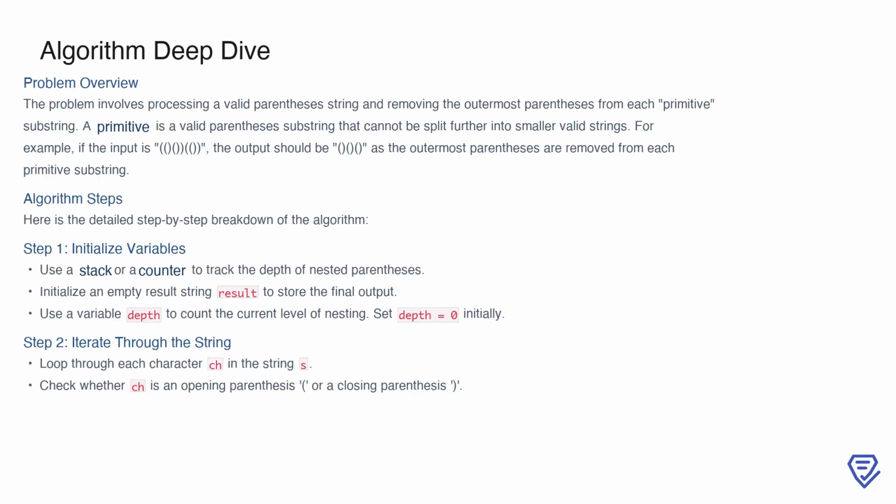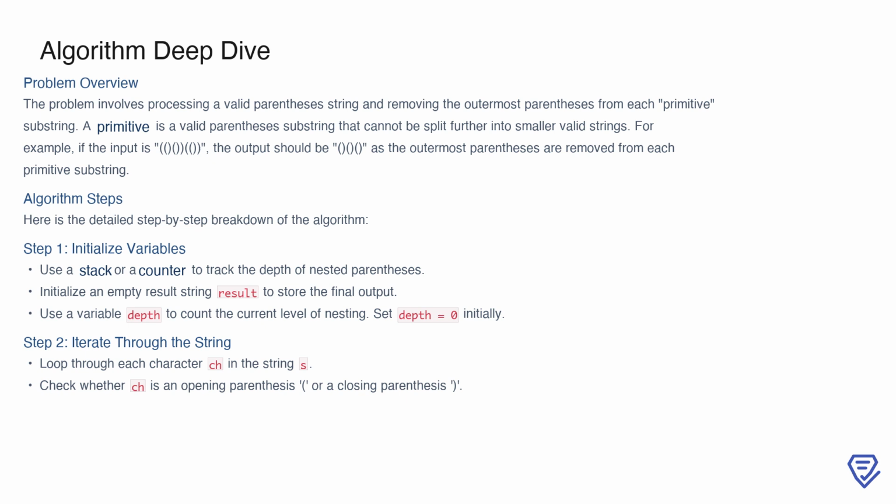To solve this problem, we need to process a valid parentheses string and remove the outermost parentheses from every primitive substring. A primitive is a valid substring that cannot be broken down further into smaller valid parts. For instance, in the input string, we identify two primitives, and removing the outermost parentheses from each gives us the final output. To achieve this, the algorithm follows a structured approach.